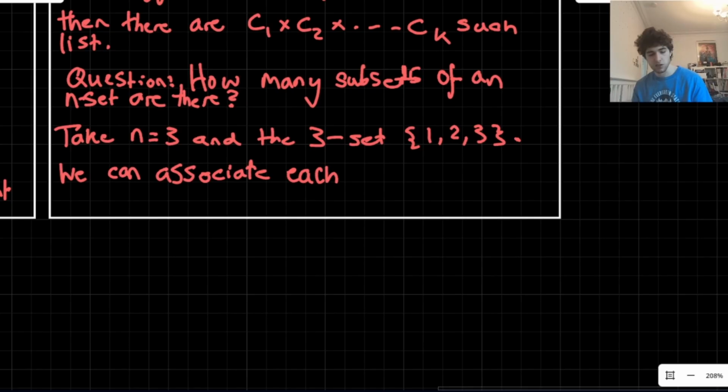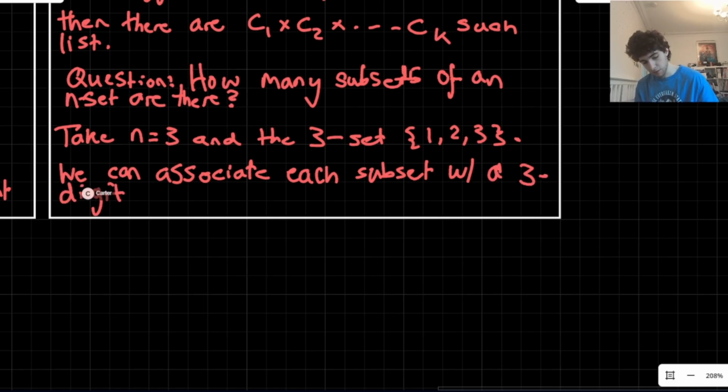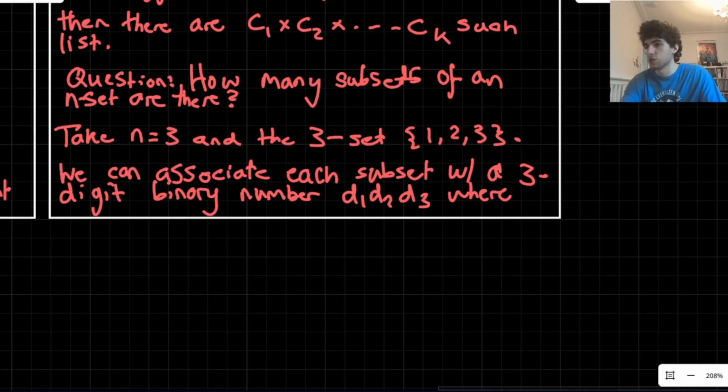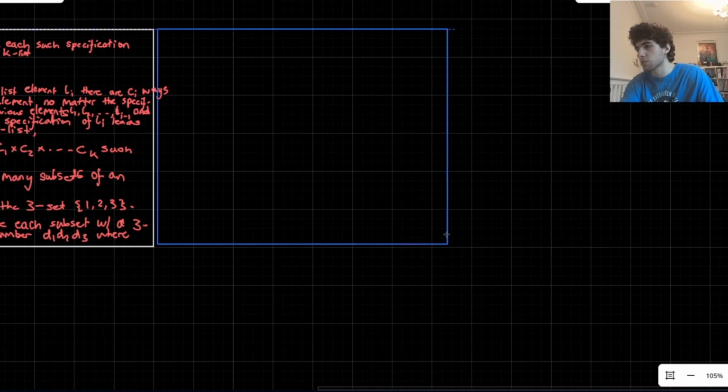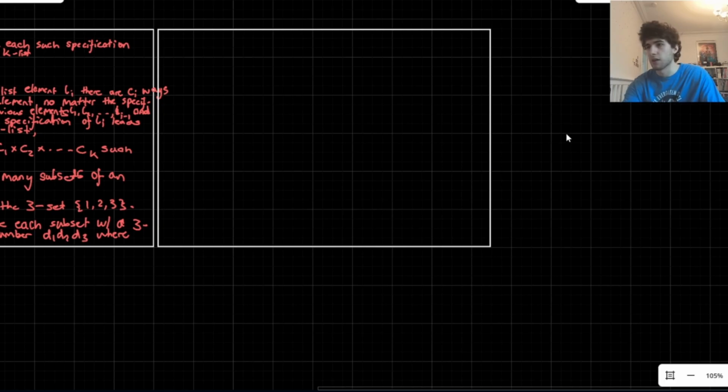So what we can do is associate each subset with a 3-digit binary number. I'll denote that binary number as a string here, just D1, D2, D3. I'm going to have to introduce another box here because I don't want to run over too much. We can represent each subset as a 3-digit binary number, specifically where Di is equal to 1 if i is in the subset, because remember, in binary, each digit is either 1 or 0, and Di equals 0 if i is not in the subset.